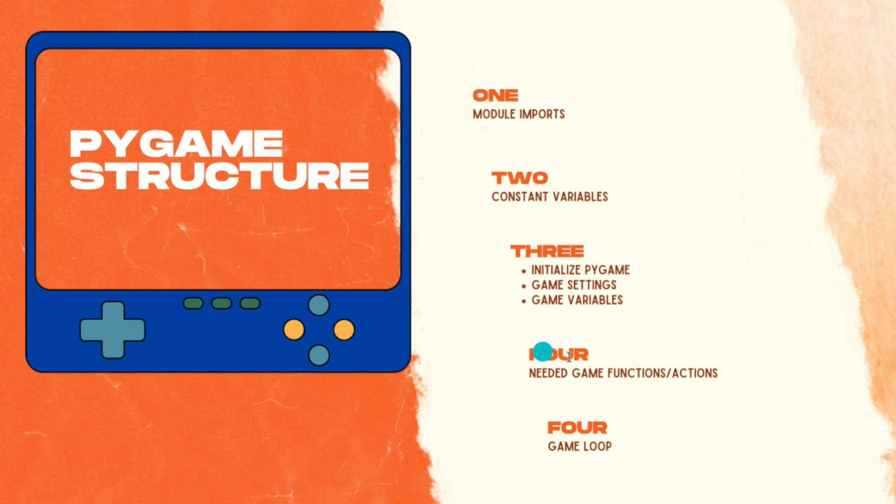Once we have step 1, 2, 3, number 4, we can add in our game functions and actions. And I said 4 two times, really that should be 5. Our game loop always goes at the bottom of our code, all right? So step 1, import variables, game settings, all of our functions, and the game loop. Are you ready? Let's dive into VS Code.